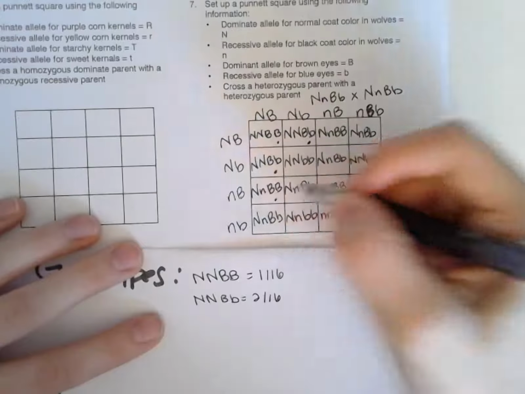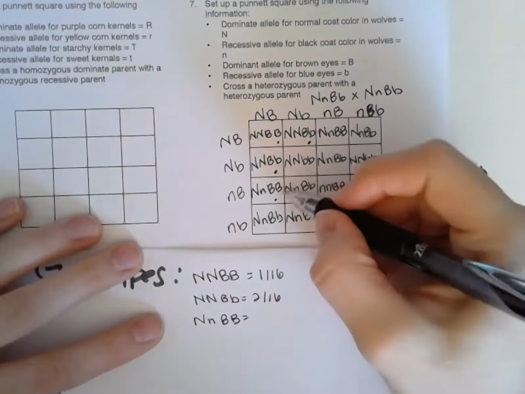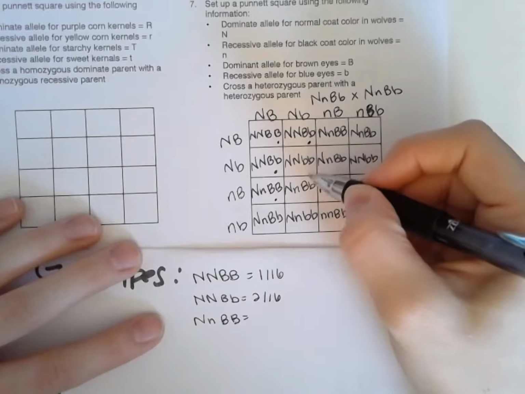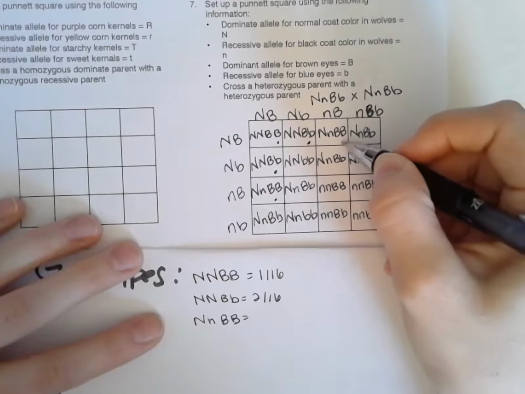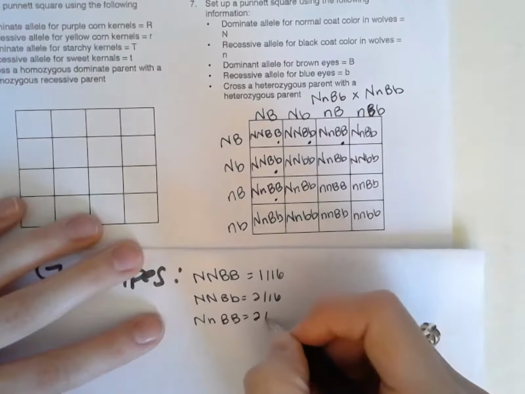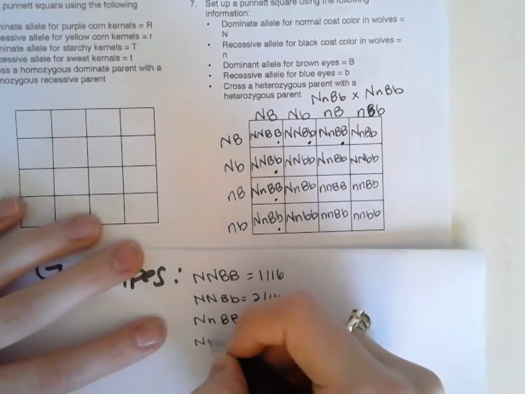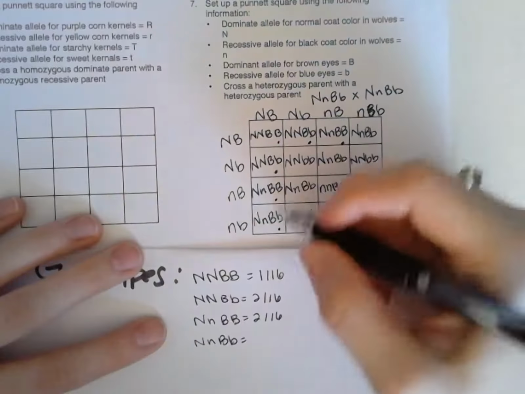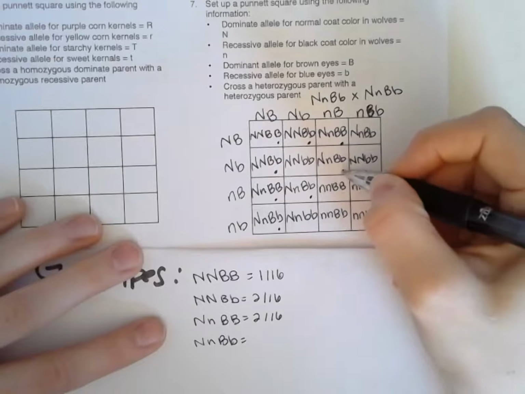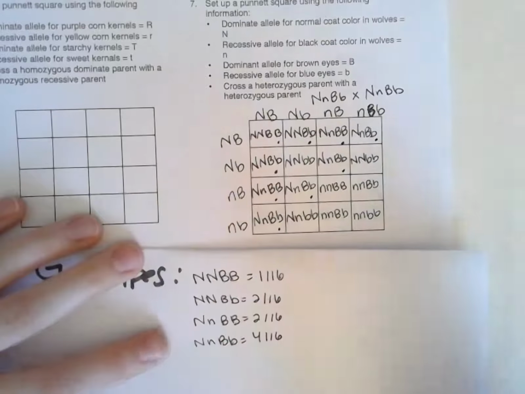Alright, next one. Capital N, lowercase n, capital B. So that's 1. And 2. And that's all I'm seeing of that one. So 2 out of 16. Next one, capital lowercase. So that's 1 right there. 2, 3, and 4. So 4 out of 16.